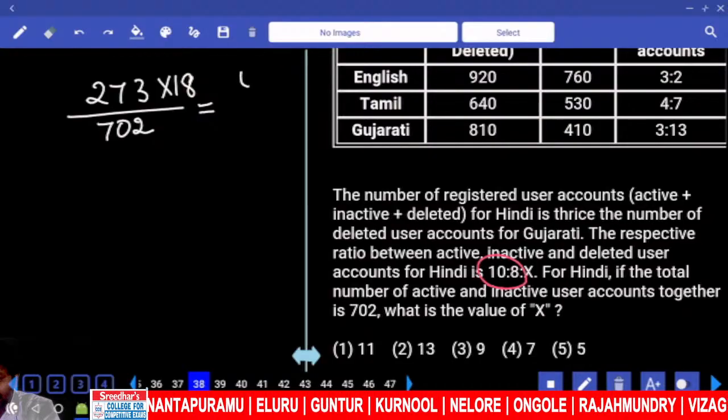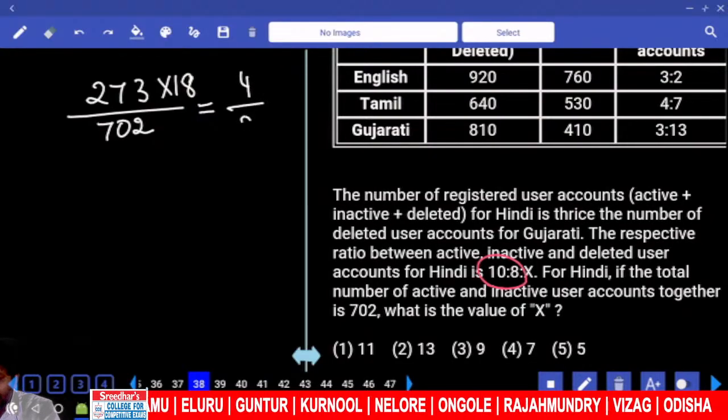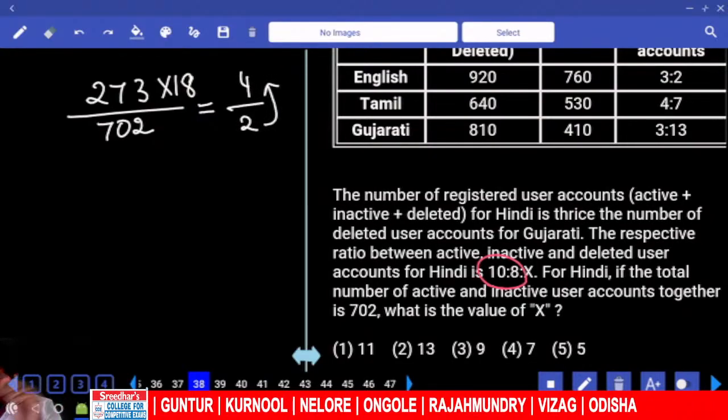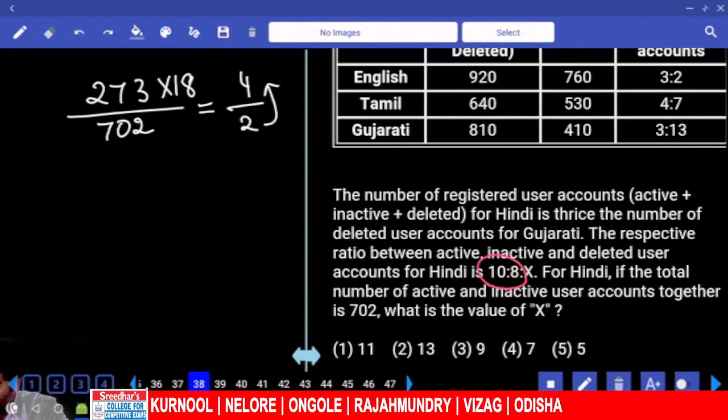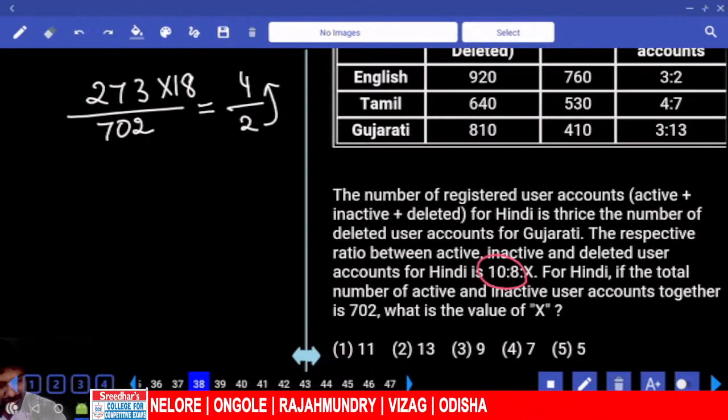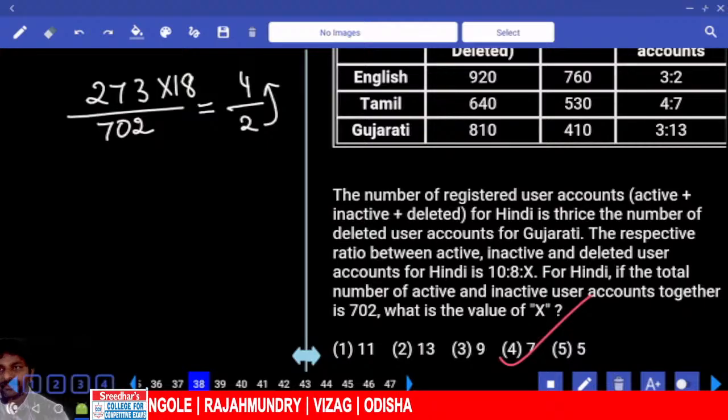Numerator ends with, denominator ends with 2 into which number ends with 4? Either 2 or 7. How many options are there? Only one, fourth, final.